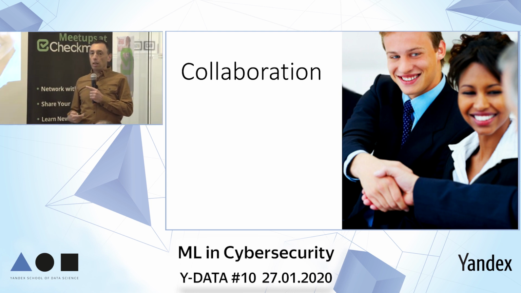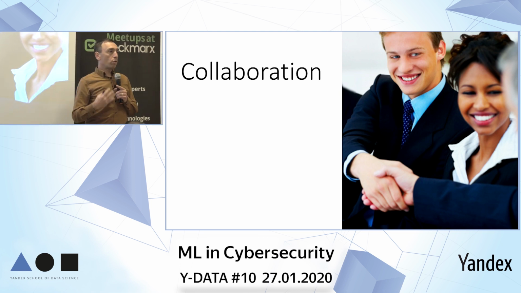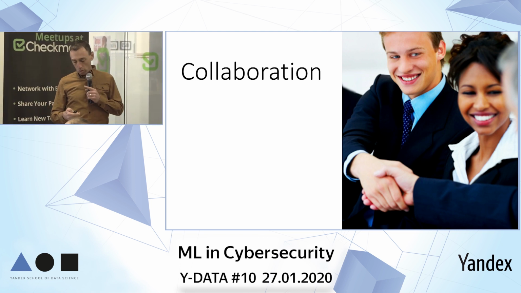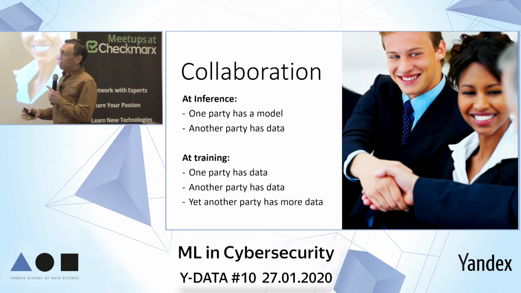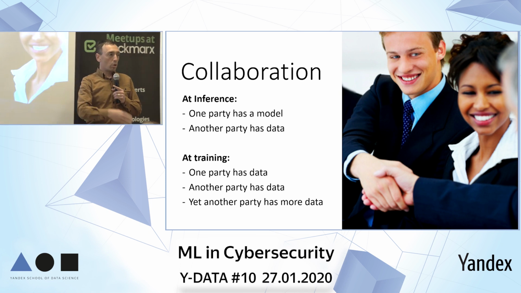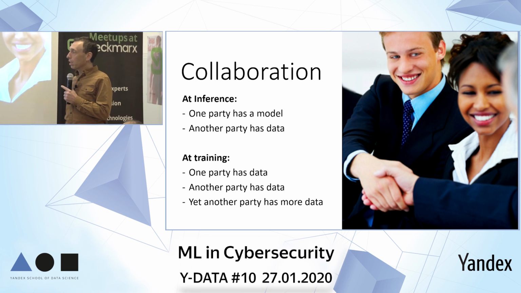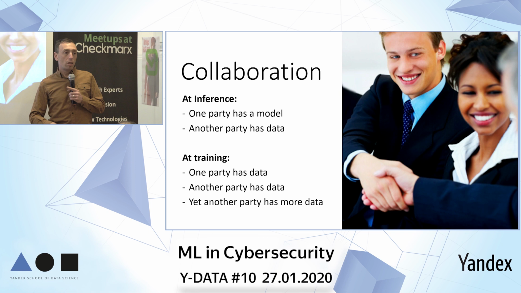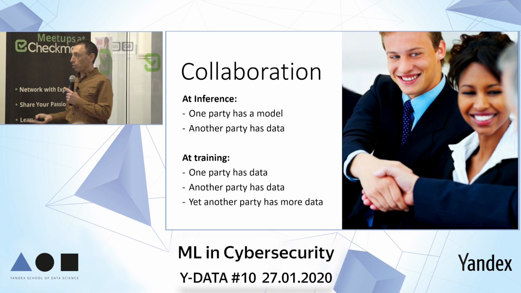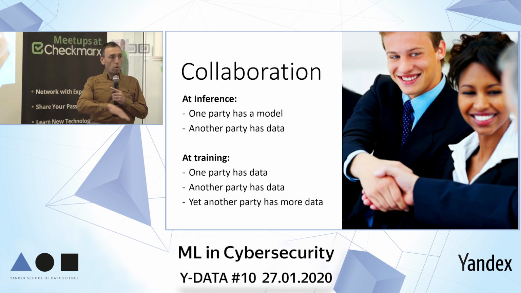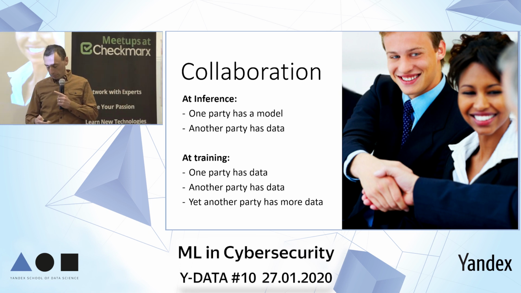And basically, we're going to talk even about a broader set of problems which involve collaborations with data. So at inference time, which was what we talked about so far, we have one party that has a model, the other party has data, and we want to collaborate somehow. Or in training, we have maybe multiple parties, each one of them has a different part of the data and they want to do something together. So all these settings require some techniques to allow collaboration.